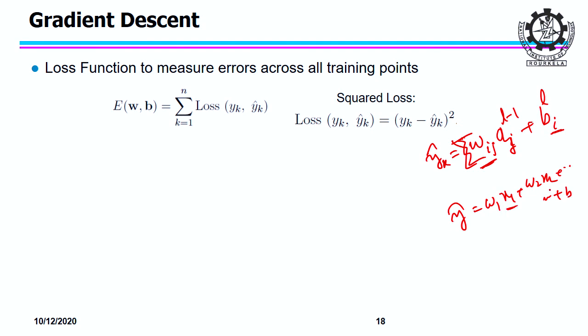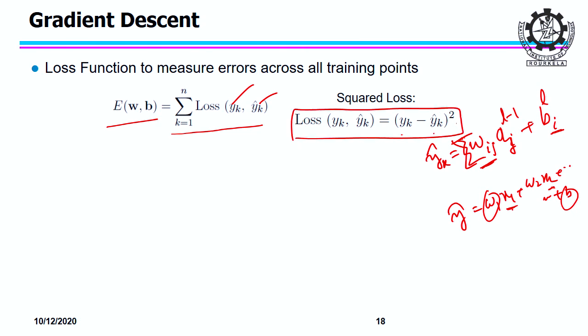That means we know the values of x1 and x2 whenever we have the training sample or test data set, but we do not know the values of w and b. So, this is the error. The error is written as the summation over all the training samples of the loss of y_k and y_k hat, where y_k is the actual value and y_k hat is the computed value. Now, if we consider the loss function to be a squared loss, whatever difference we get, we make it square. That is the loss here.